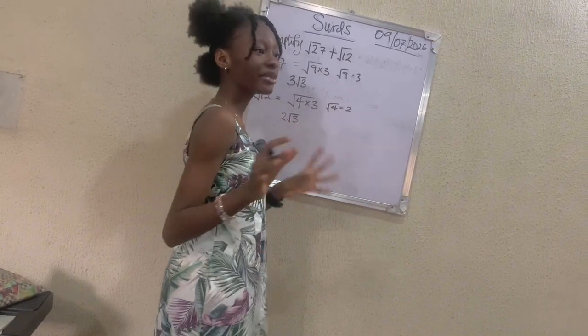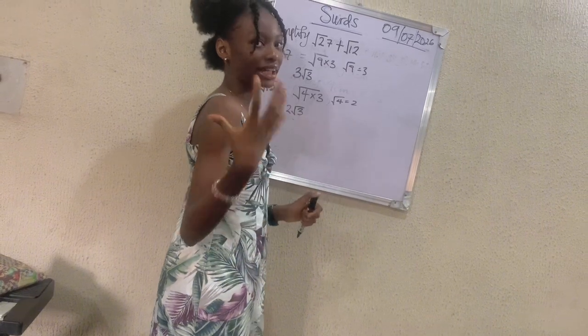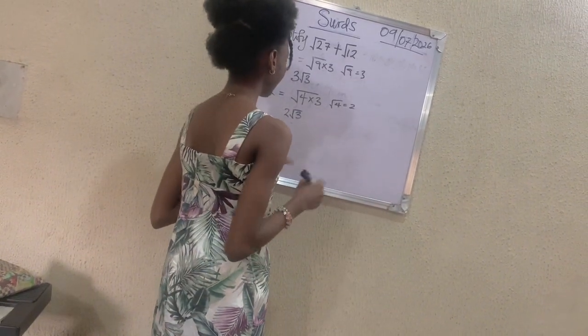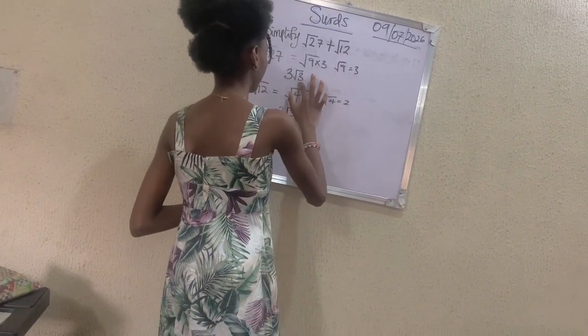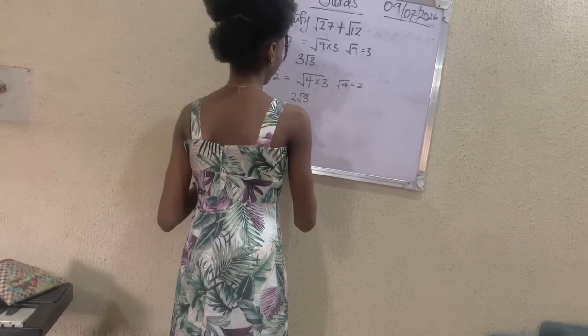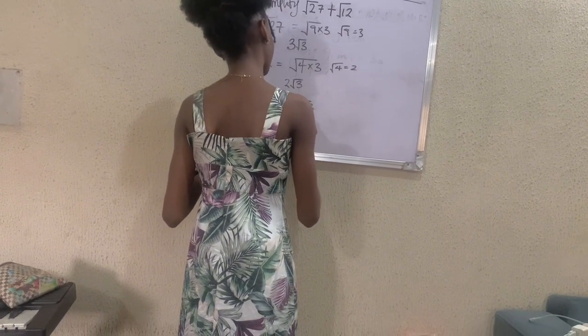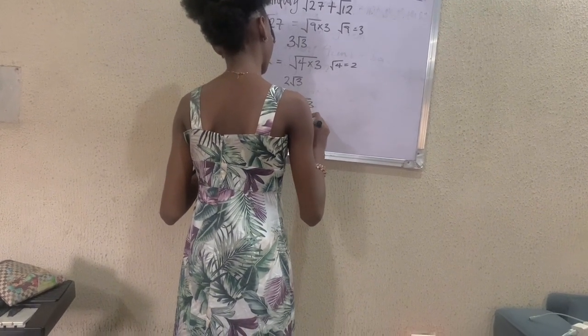Now, if you remember my short about surds, you remember me saying that you can only add and subtract identical surds. By identical surds, I mean that both of them have the same number in the square root. And when you have this, you're basically going to say 3 plus 2 the square root of 3, which is 5 the square root of 3.